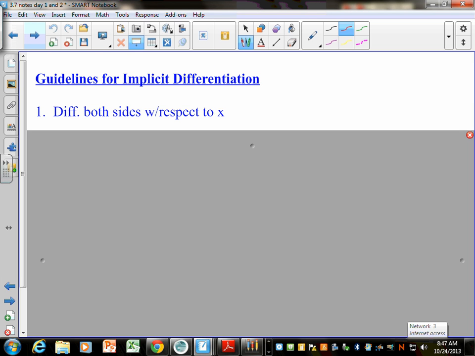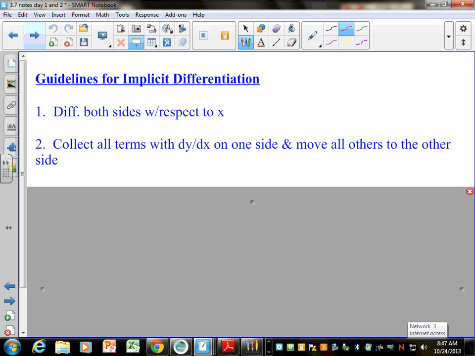I think I wrote some directions here. If you feel like you kind of got this, you don't necessarily have to write these all down. But if you're a step kind of person and you feel like you're a little confused, you might want to write it down. Step 1, you're always going to differentiate both sides with respect to x. That means when you take the derivative of y, you put a dy over dx there. And then the second step is you've got to solve for dy over dx. So collect all terms with dy dx on one side, and everything without a dy dx on the other side.